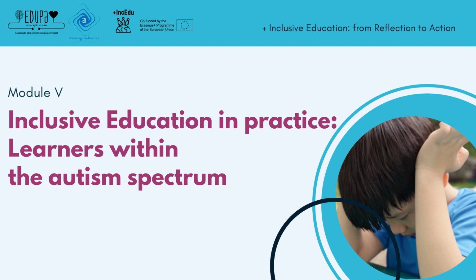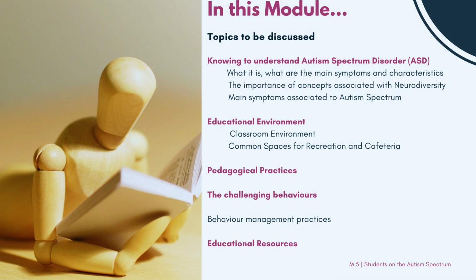Welcome to Module 5 of the course Plus Inclusive Education from Reflection to Action. We now enter one of the most specific and practical modules of our course. The aim of the last 3 modules is to train the educational community in 3 of the most common development disorders in childhood and mainstream school classrooms. In this module, we will focus on knowing to understand Autism Spectrum Disorder.